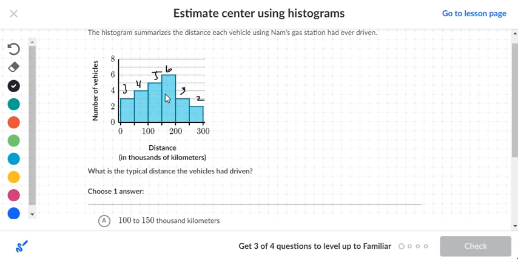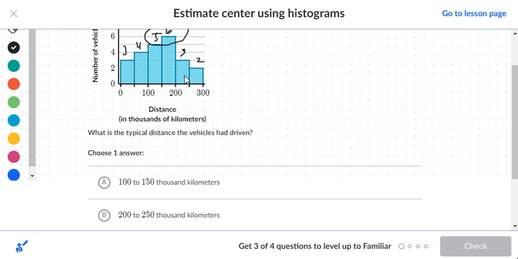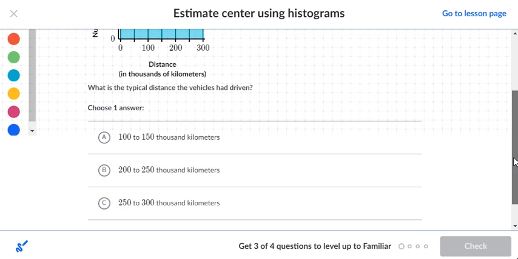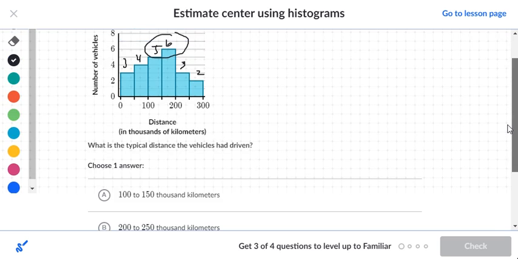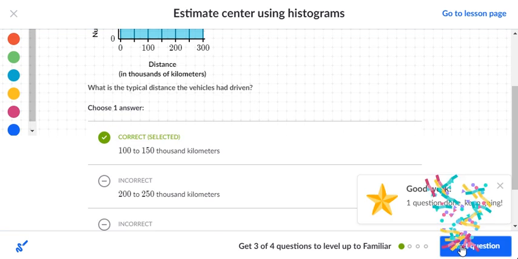So it looks like this right here would be in the middle here. So it looks like we're starting at 100 to possibly 150. That would be our best choice because 200 to 250 brings us too far over to the right, and 250 to 300 brings us way over. So I believe A would be a better choice.